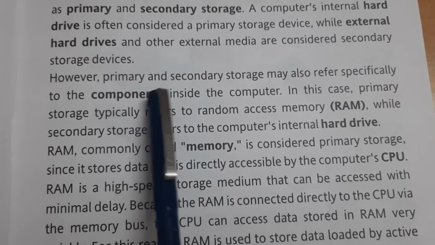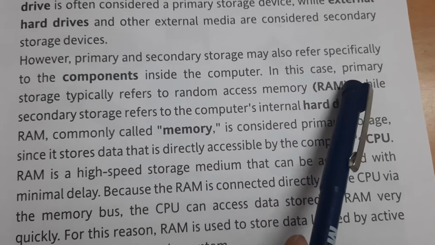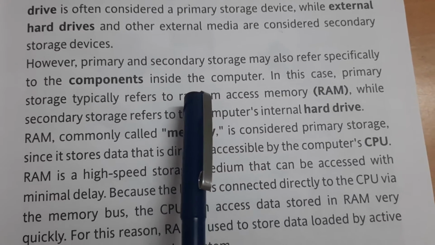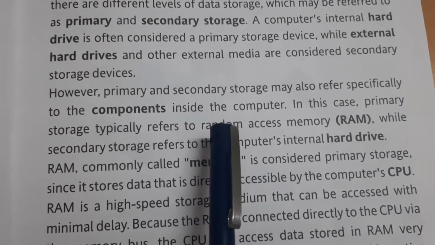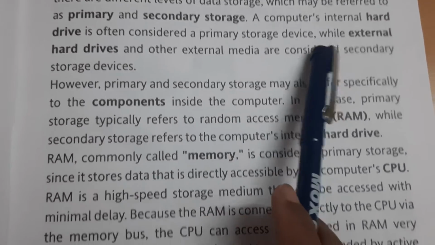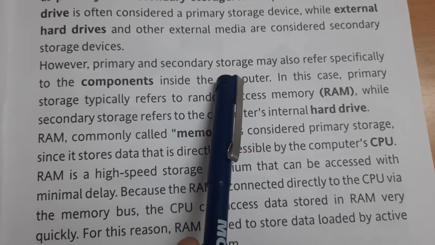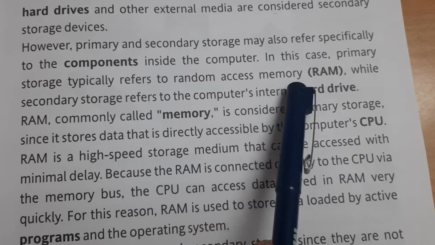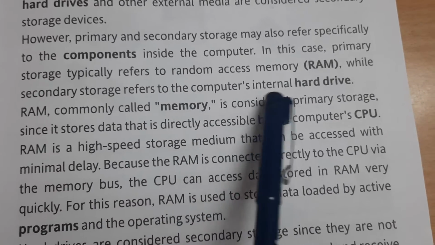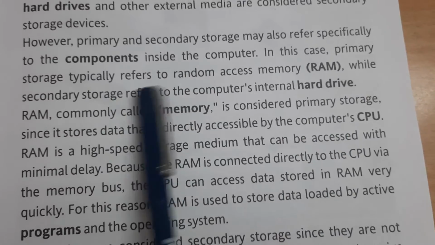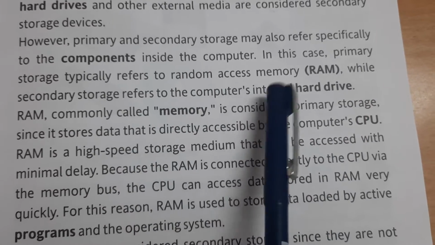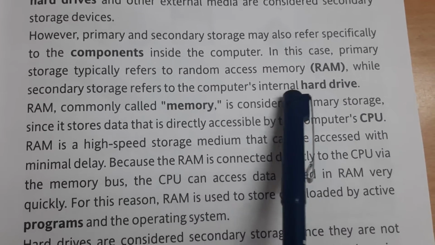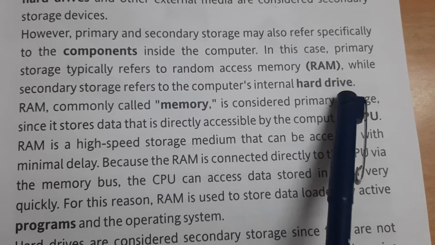Let's start. However, primary and secondary storage may also refer specifically to the components inside the computer. Means we can say that not just about the labels where we are storing the data, they also refer to the component, the machinery part also. In this case, primary storage typically refers to random access memory, while secondary storage refers to the computer's internal hard drives. Okay, so primary storage means the data is getting stored in the RAM, and secondary storage is the computer's internal hard drive, which we can see also.